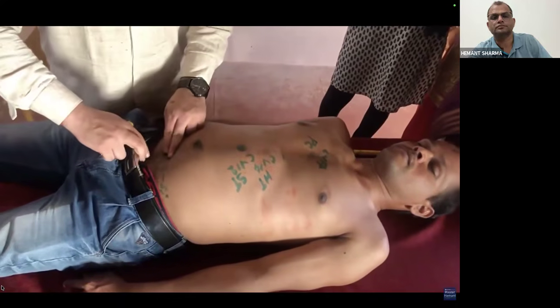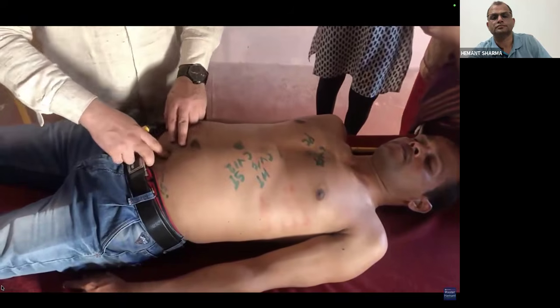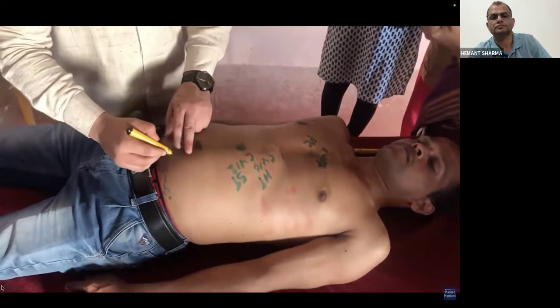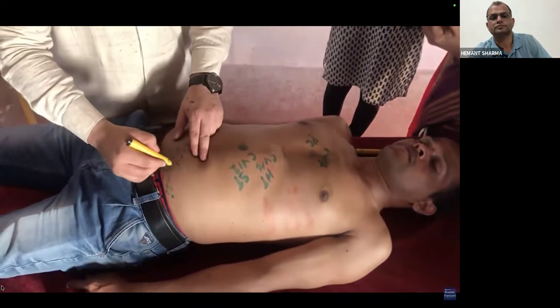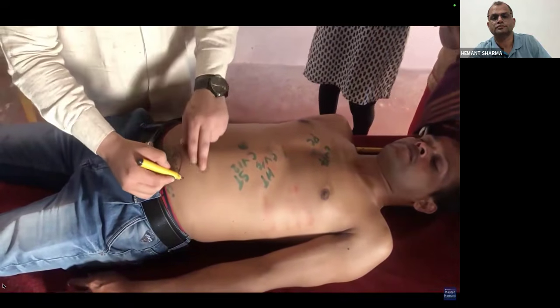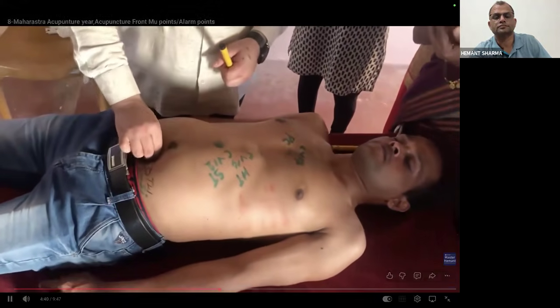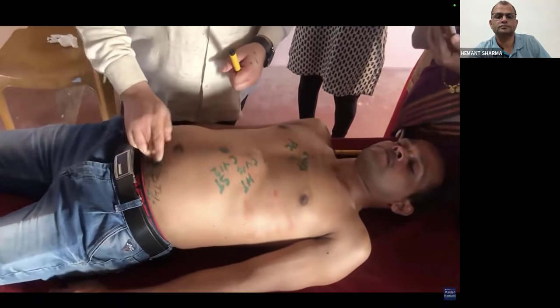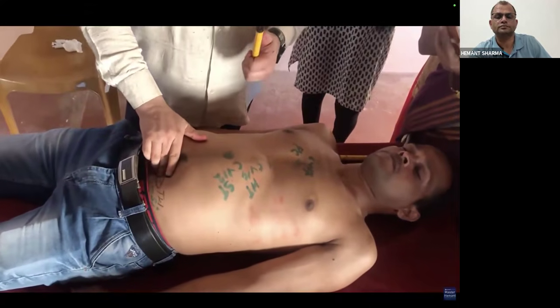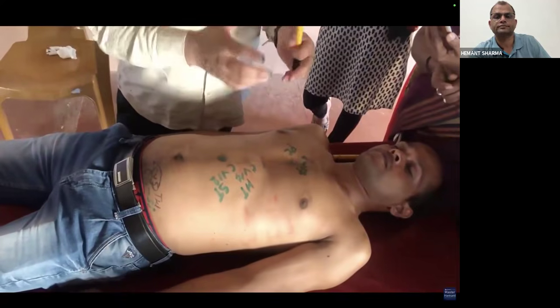Again one point up is CV5, the front view point of Triple Burner. The meaning of Triple Burner is circulation, to keep the body in good heat position and keep circulation in good position.